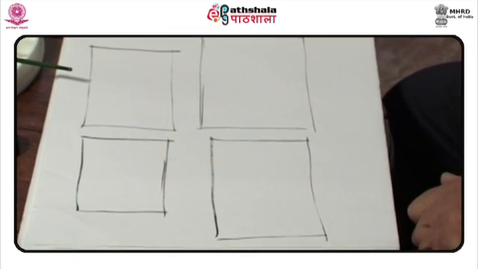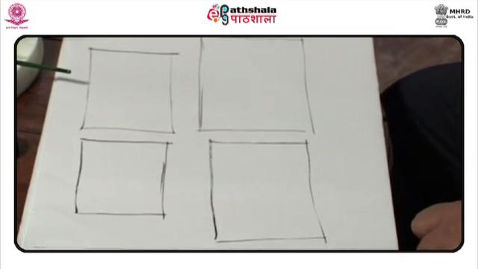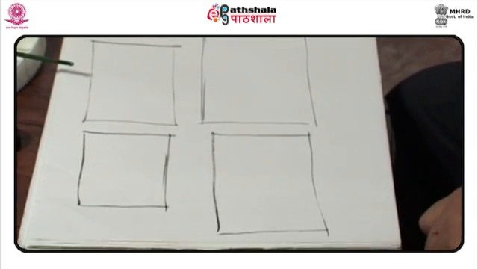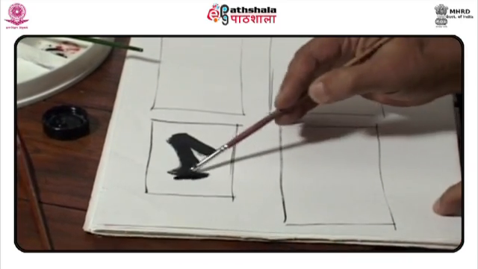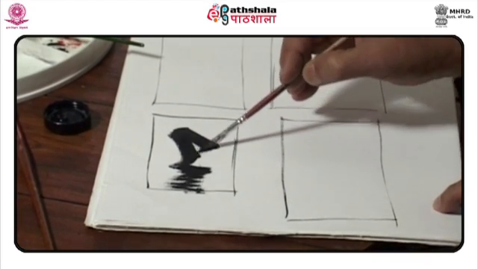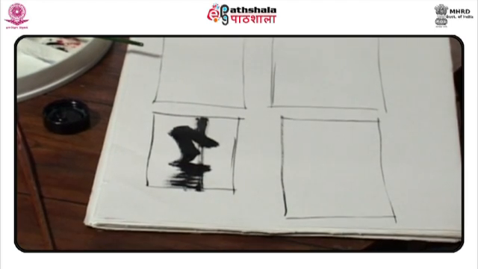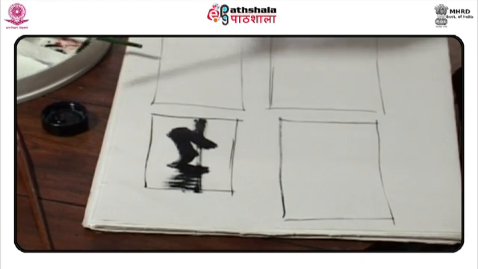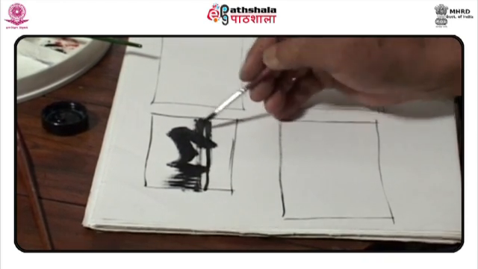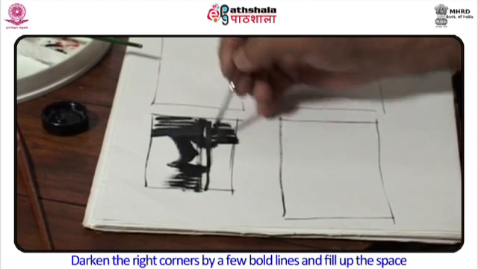The motive is how to fill these with different shapes, lines and forms. The next step is to combine various factors and try to compose with minimized elements. In the first horizontal space, put a few zigzag strokes towards the center of the page and then draw a baseline. Darken the right corners with a few bold lines and fill up the space.